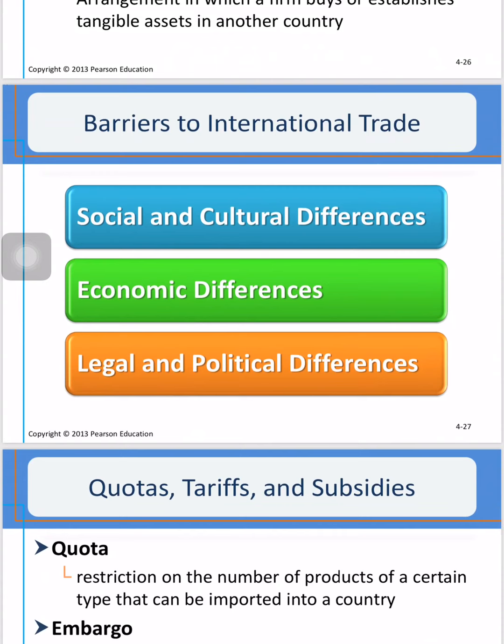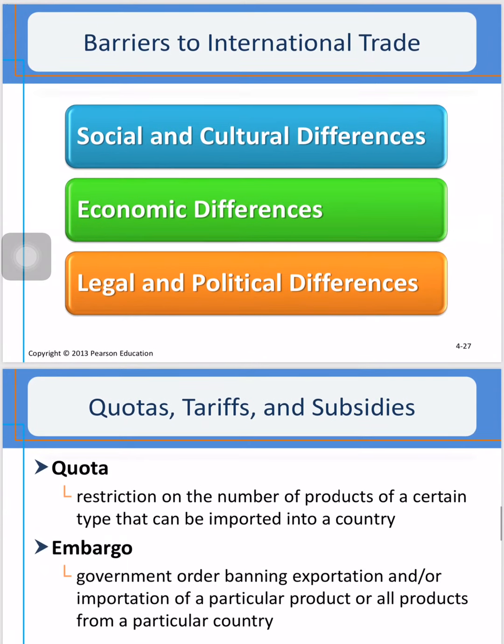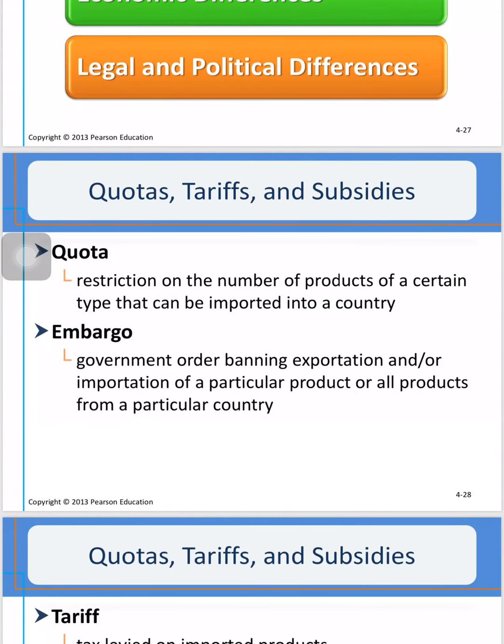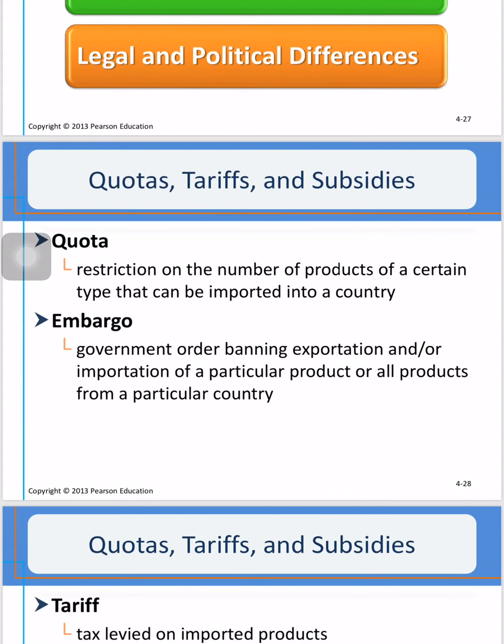However, legal and political differences, this talks about how government can present many trade barriers in international business, including the control of the flow of capital and the use of tax legislation, which is to encourage or discourage global activity in the given industry. So there are a few of them: quotas, tariffs, and also subsidies, which are provided by the governments. This is what we call government involvement.